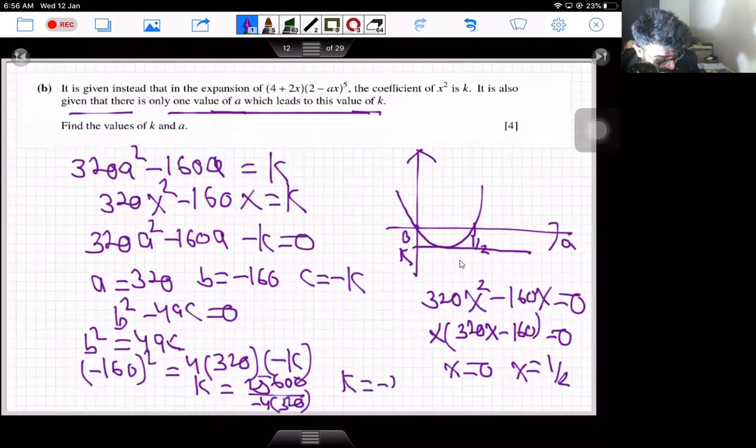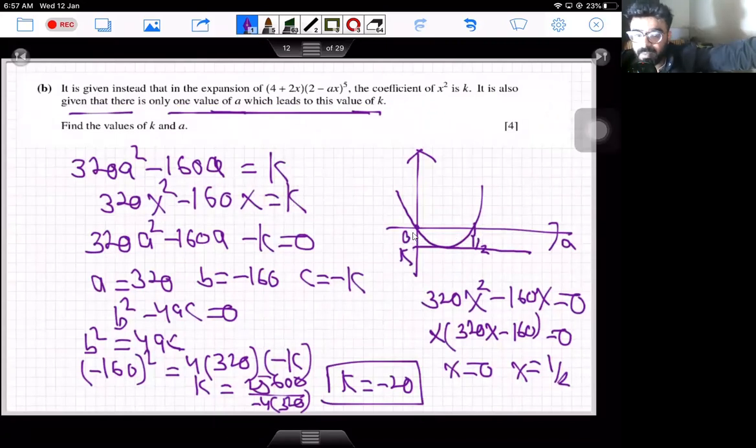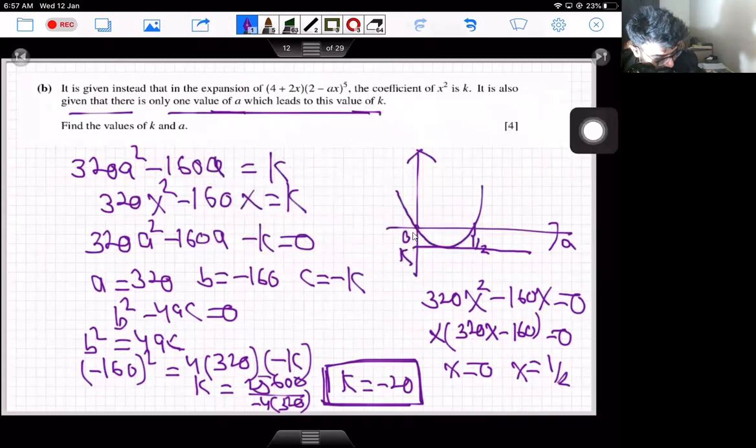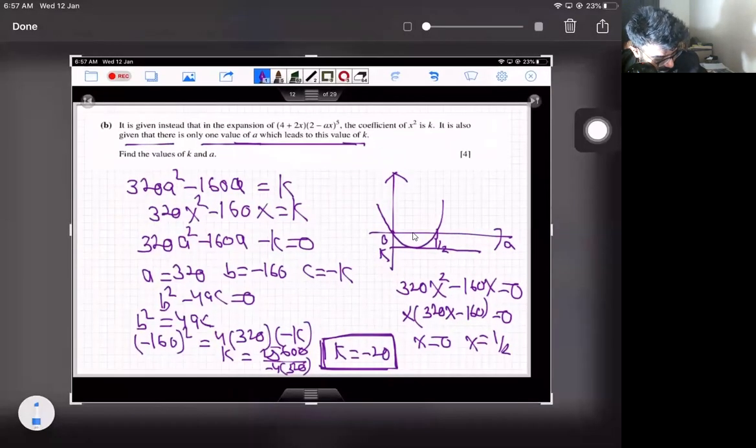I've already told you that the value of k would be negative and it would be less than minus 15, because if the value of k would have been minus 15, there would have been two distinct values of a, as you have seen in part 1. So the value of k is negative 20. Now what we need to do is we need to just find the value of a.